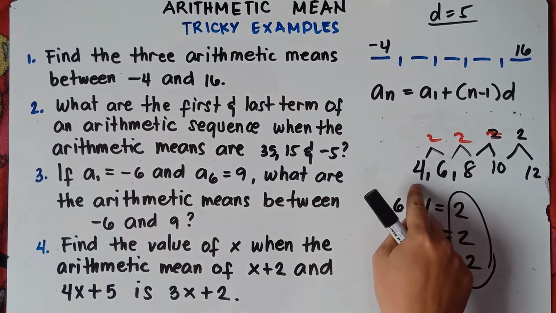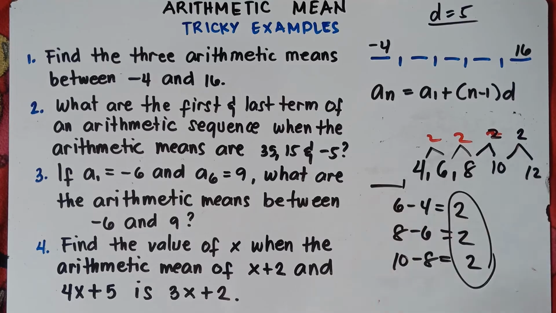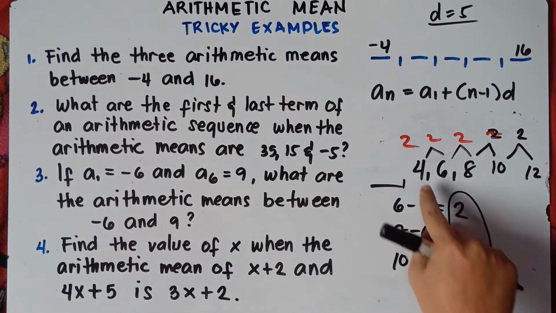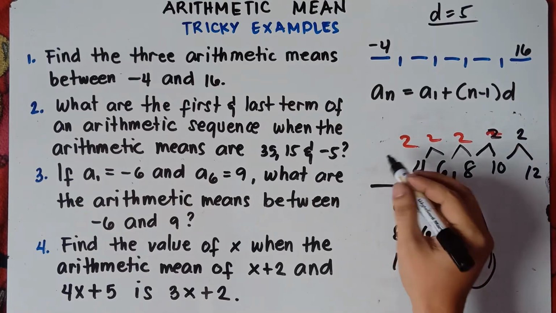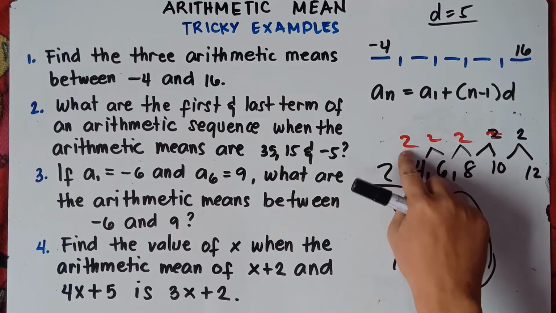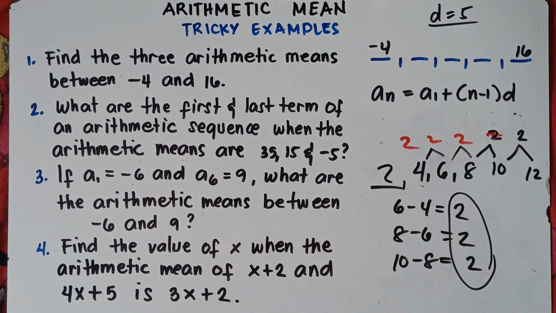Because if we get the number before 4, we subtract the common difference, because you're going to the left. And then 4 minus 2, that is 2. If you're going to the right, 2, you add the common difference. 2 plus 2, that is 4. I hope you get this one, class. Going to the right, you add 2. Going to the left, you subtract the common difference.